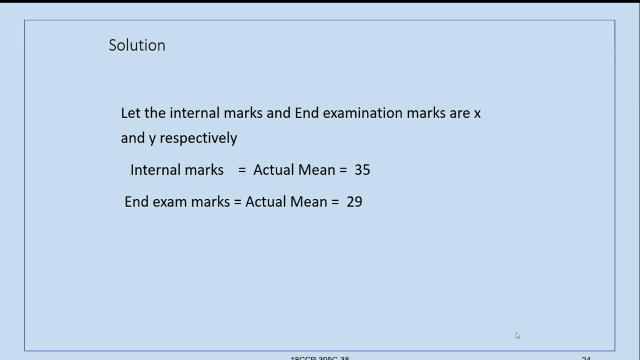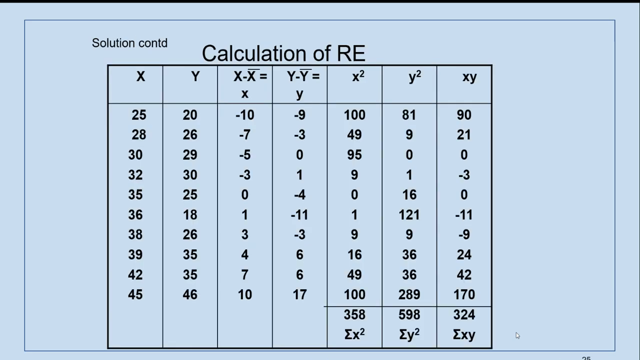So let the internal marks and end exam marks be x and y respectively. So internal marks actual mean is 35, end exam marks actual mean is 29. If you take assumed mean also, we can take 35 and 29 as assumed mean. So here x minus x bar is taken. Actual mean is taken for calculation of regression coefficients and regression equations. So we have to obtain sigma x, sigma y, sigma small x, sigma small y, and sigma x square, sigma y square we have to obtain, and finally we will obtain xy to get sigma xy.